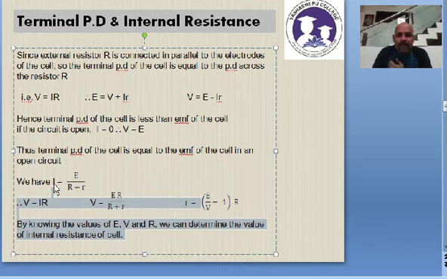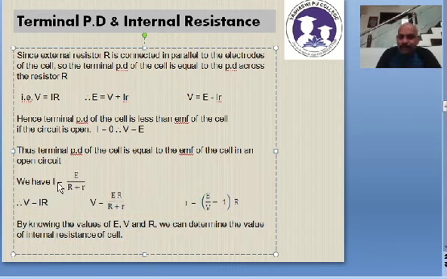And again, we know that in the previous slide we have learnt the current I is equal to EMF divided by R plus r, and terminal PD V is equal to IR. So substitute for I in this equation, we will get V is equal to ER divided by R plus r. This is one more equation for the terminal potential difference. Capital E represents the EMF of the cell and capital R represents the external resistance. Small r is the internal resistance.